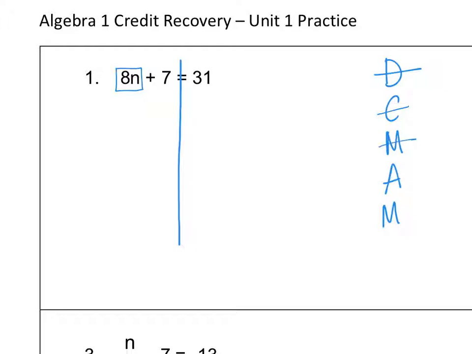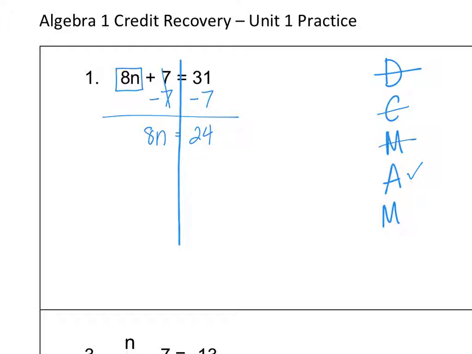A says, do I need to add or subtract to get that variable by itself? Here, I have 8n plus 7. So I want to get rid of that 7. In order to get rid of it, I'm going to do the opposite. Instead of plus 7, I'm going to subtract 7. Whatever I do to one side, I have to do to the other. These 7's cross out. I'm left with 8n is equal to 31 minus 7 gives me 24. And we did our add or subtract step.